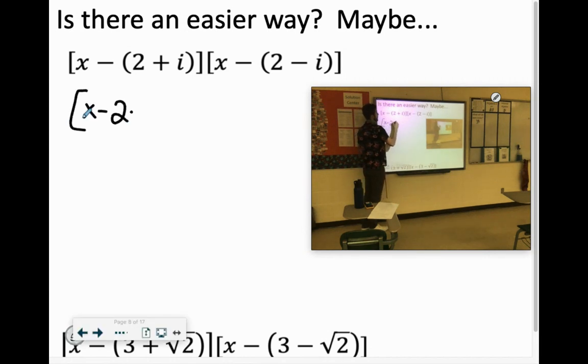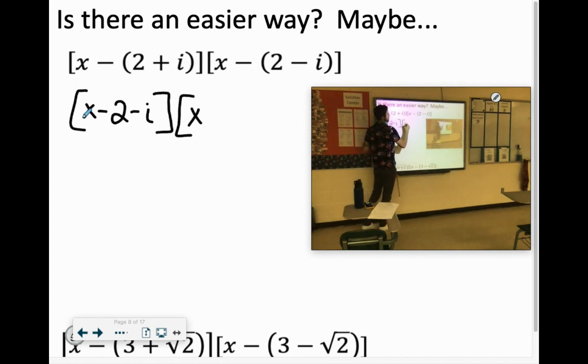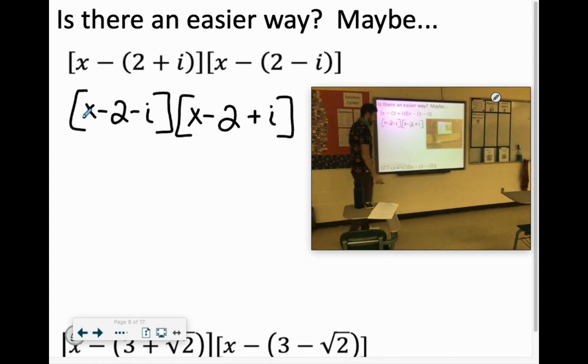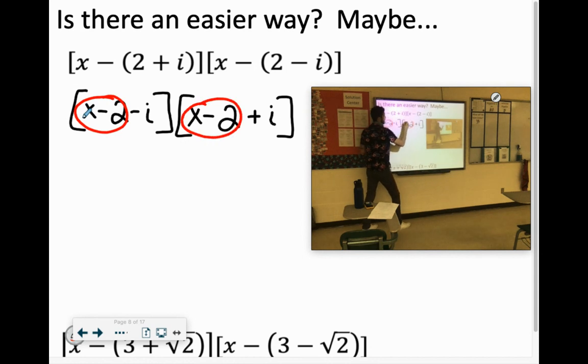x minus 2 minus i and x minus 2 plus i. So if you look, both of these kind of start with an x minus 2. And then one of them ends with a minus i and one of them ends with a plus i. So it's the same thing, except one is a plus and one is a minus. So we can kind of treat this as a rearranged difference of squares.